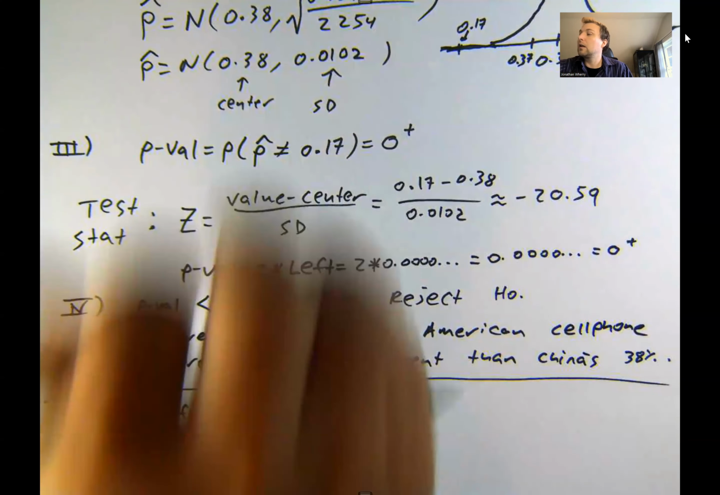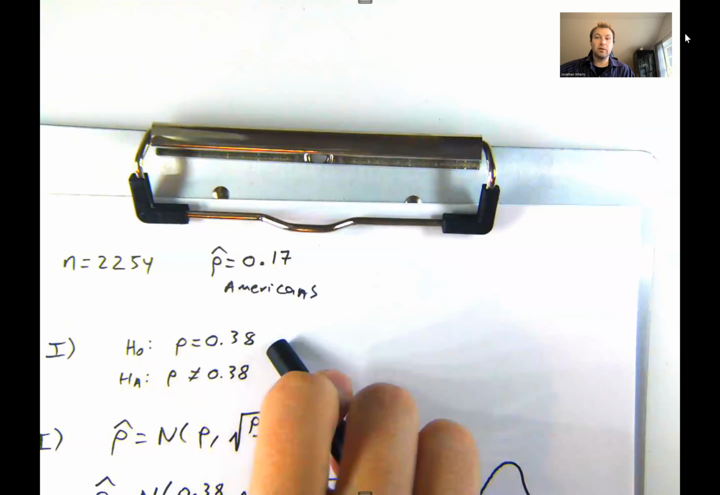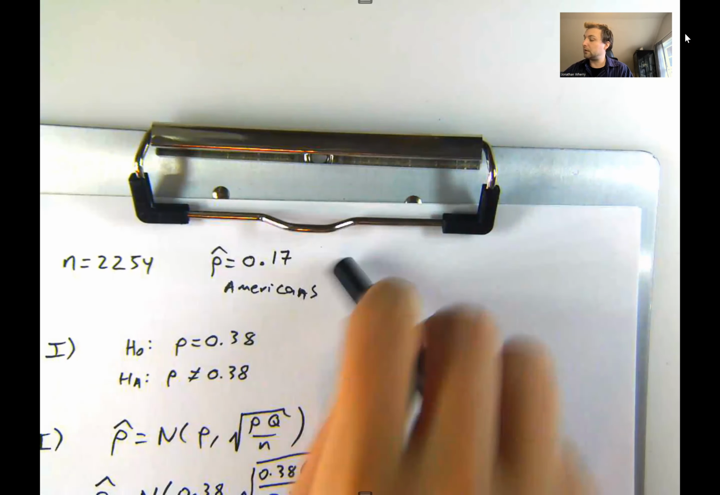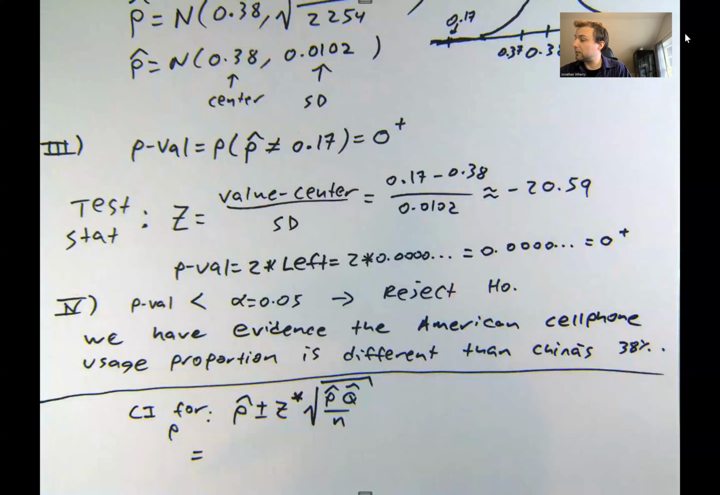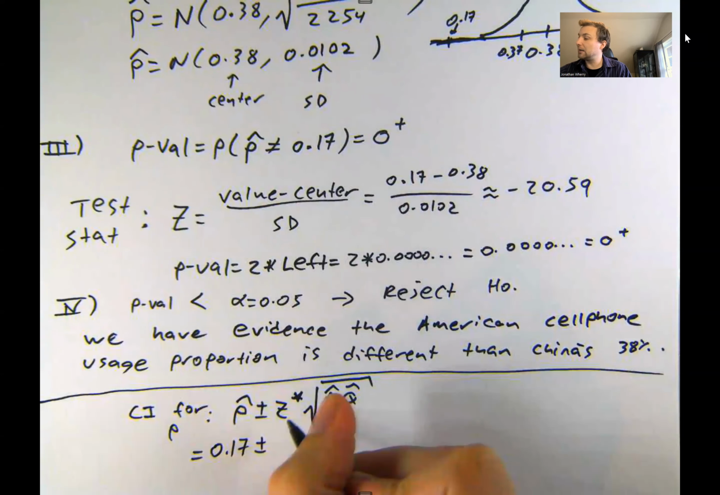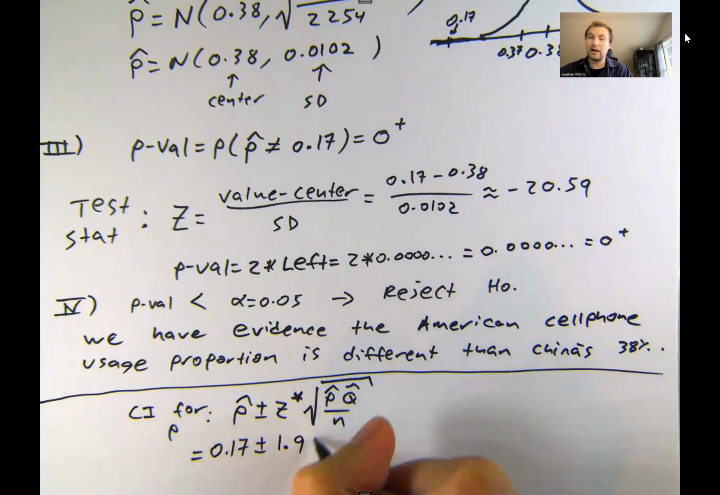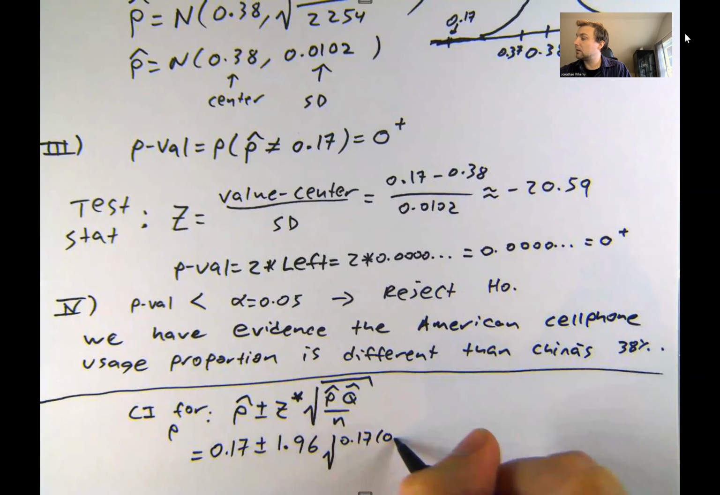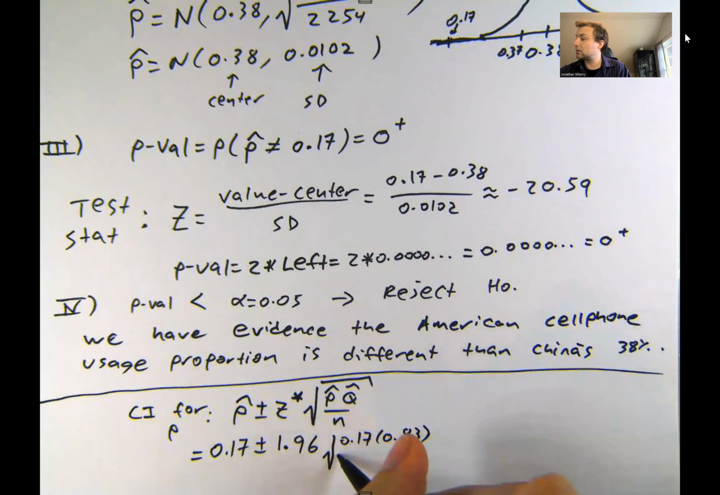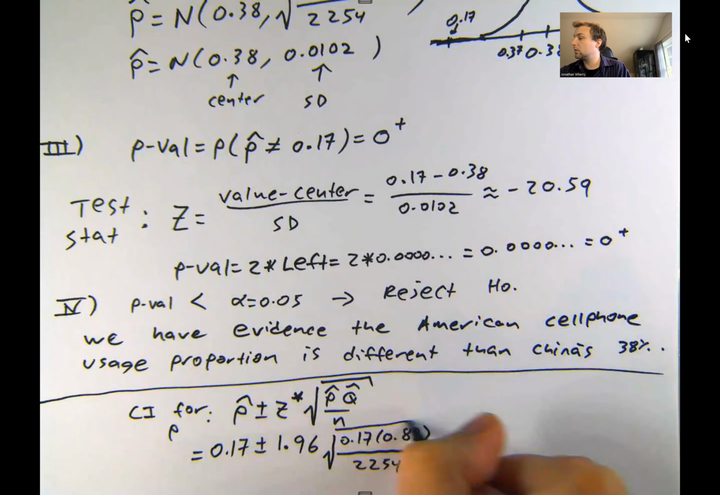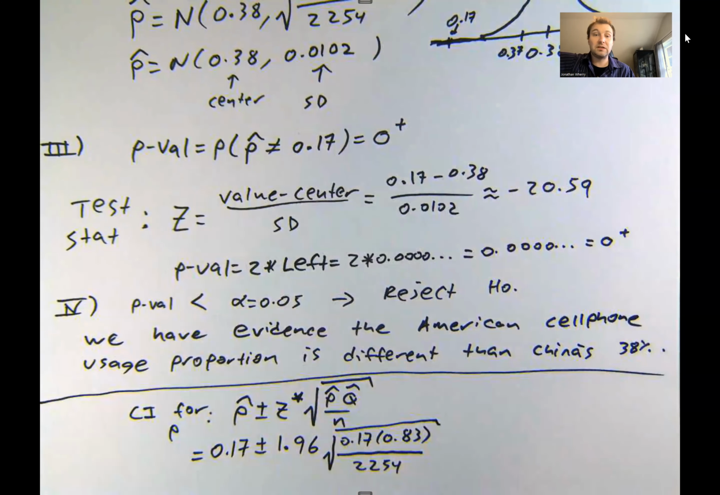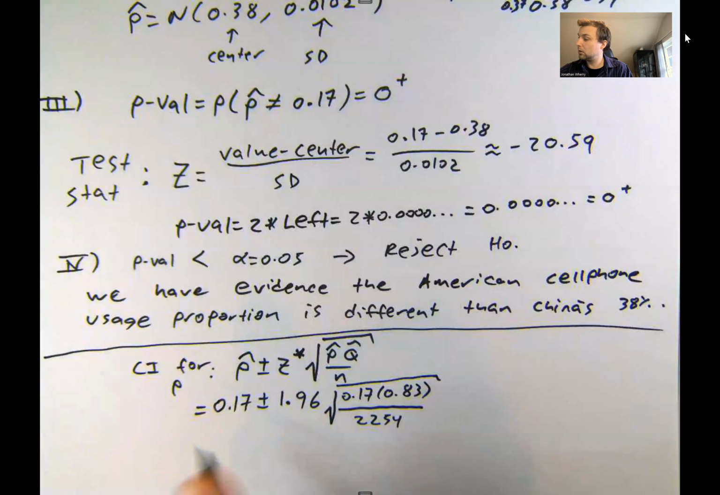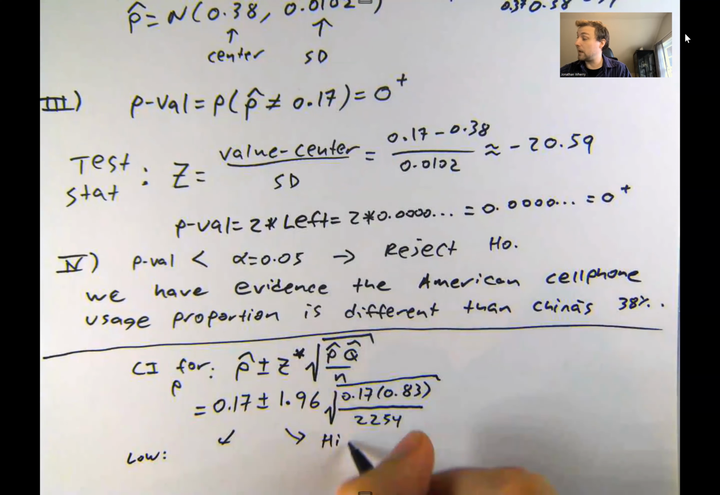For p hat, I'm not plugging in the claim of 38, I'm plugging in the sample data of 17%. So I'm going to have 0.17 here, plus or minus, if I want to be 95% sure, the critical value is 1.96. My success rate is 17%, so my failure rate is 83%, and the number of samples was 2,254. And I should see this interval is substantially lower than 38%, because I had a lot of evidence that was less than 38%.